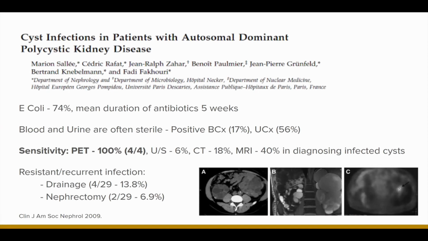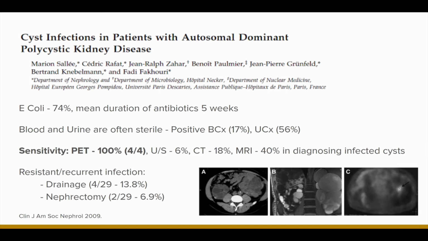This was a single center retrospective review of their cohort of polycystic kidney disease patients who had infected cysts, both of the kidney and also of the liver. And I tried to look through just the data here that was related to kidney and cyst infections. They found that E. coli was present in 74% of these infections for those that had positive cultures, and that the mean duration of antibiotics in their patients was 5 weeks. However, it's important to note that the diagnosis is quite difficult, given that blood and urine cultures can often be sterile.